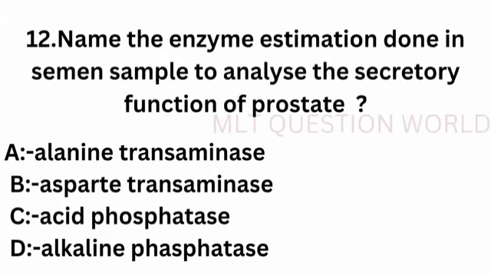Question number 12. Name the enzyme estimation done in semen sample to analyze the secretory function of prostate. Option A alanine transaminase, that is ALT. Option B aspartate transaminase or AST. Option C acid phosphatase or ACP. Option D alkaline phosphatase or ALP.